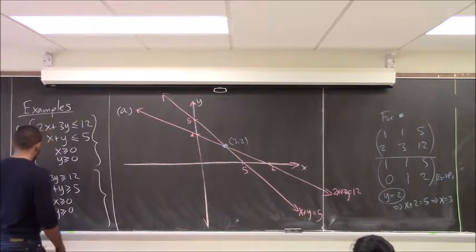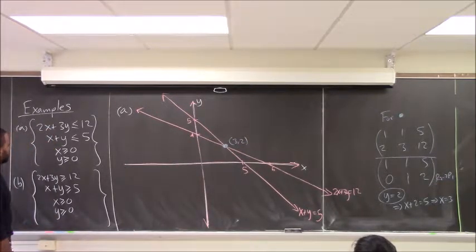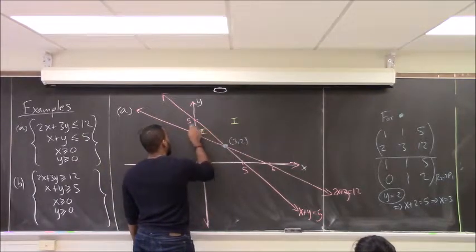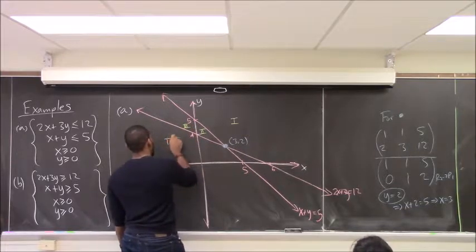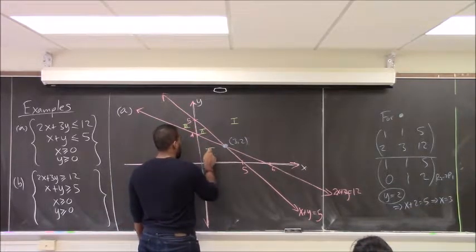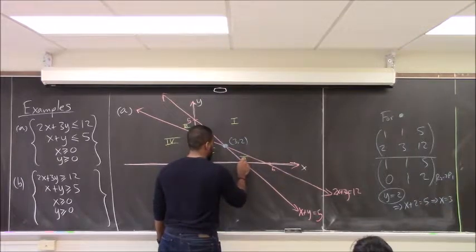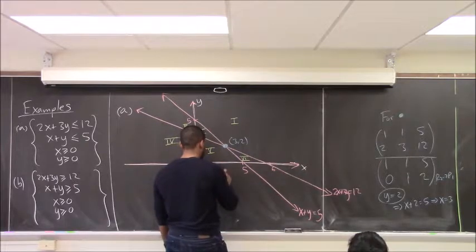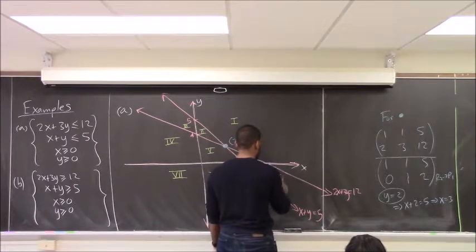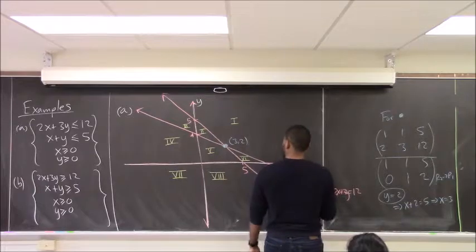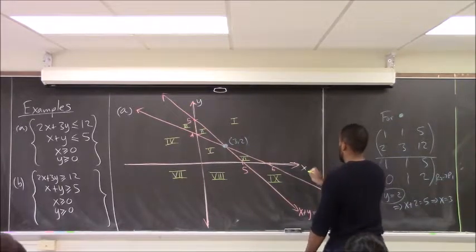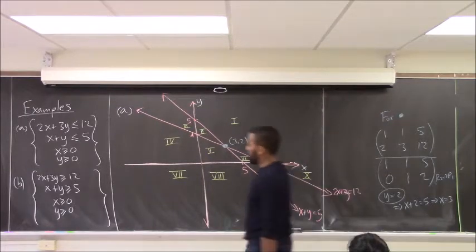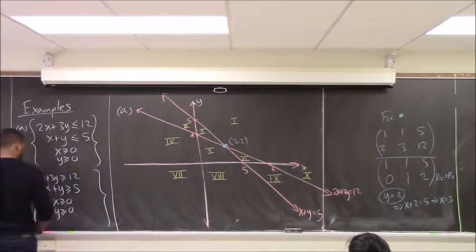Now, this actually splits space into a lot of regions here. Let's just name some of them. Call this region 1, call this region 2, call this region 3, 4, 5, 6, 7, 8, 9. So for A, where is the solution region?